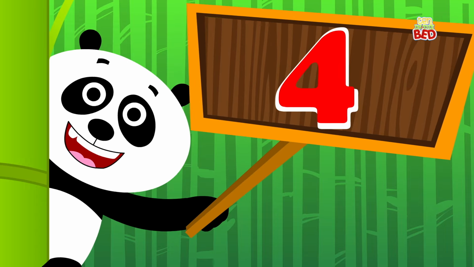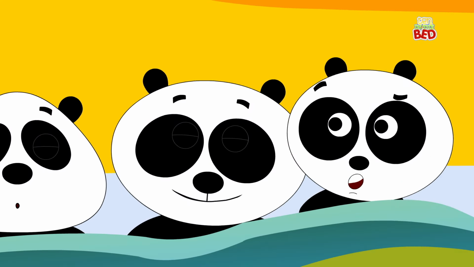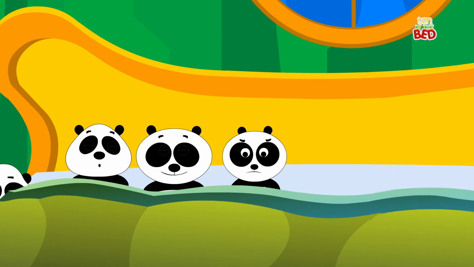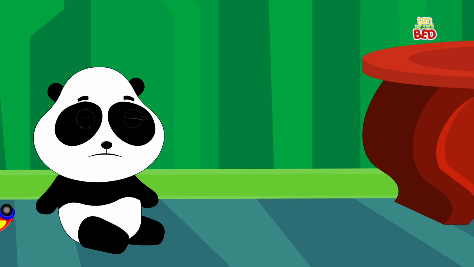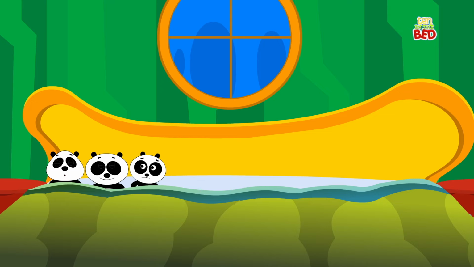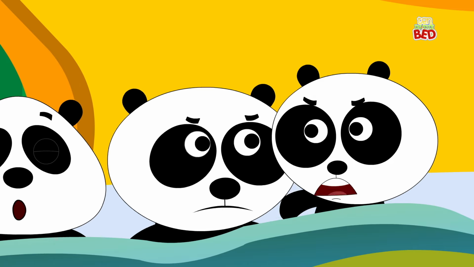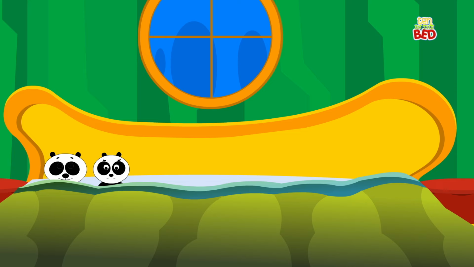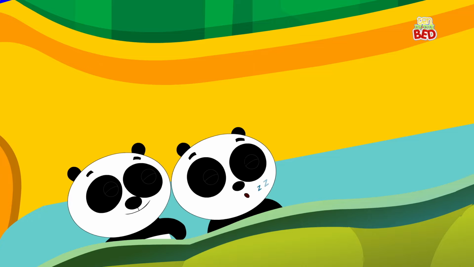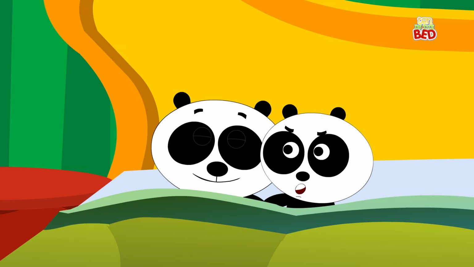Four, four. There were four in the bed, and the little one said, roll over, roll over. So they all rolled over, and one fell out. Three, three. There were three in the bed, and the little one said, roll over, roll over. So they all rolled over, and one fell out. Two, two. There were two in the bed, and the little one said, roll over.